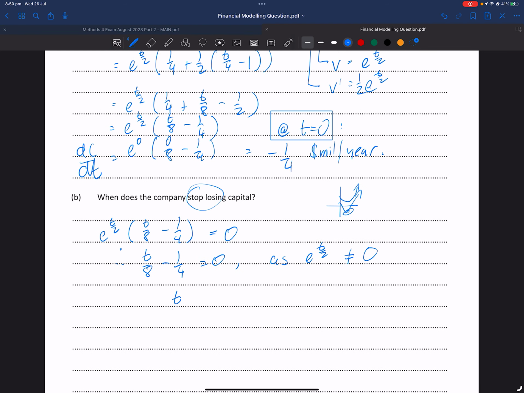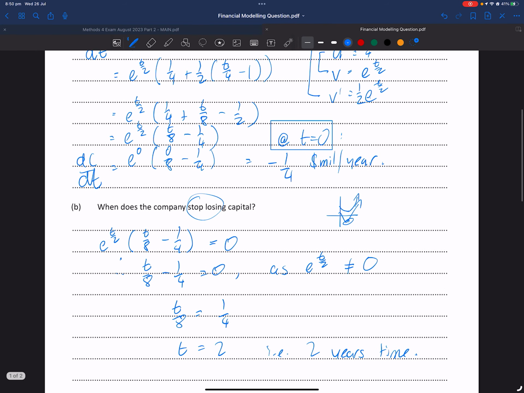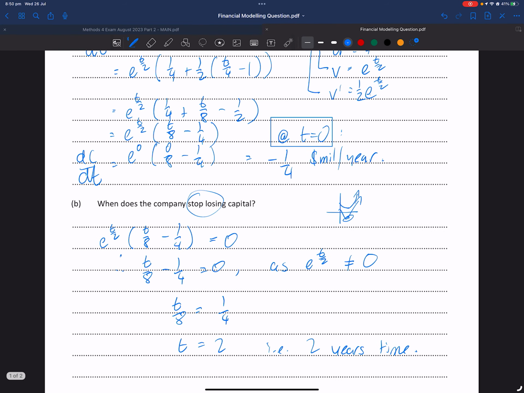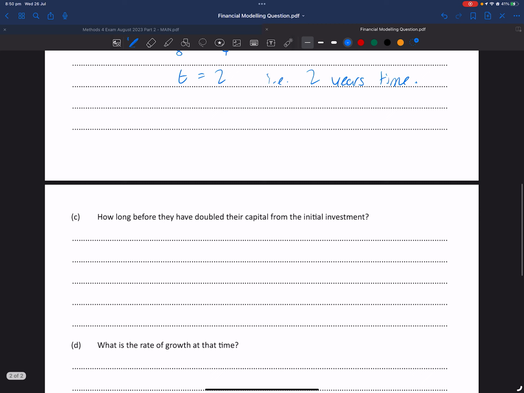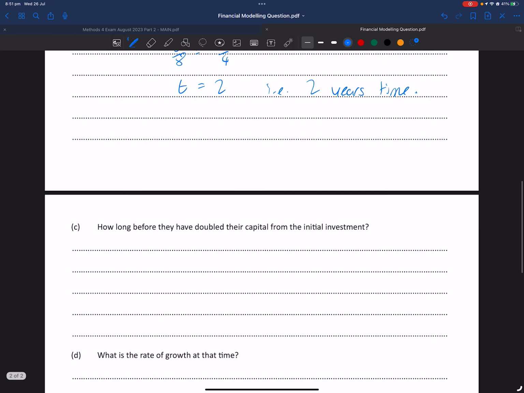So we've got t over 8 equals 1/4. Multiply both sides by 8, and I'll get t is equal to 2, i.e. in 2 years' time. Okay, so after 2 years, they'll stop losing money effectively, and they'll start gaining money, start gaining capital.